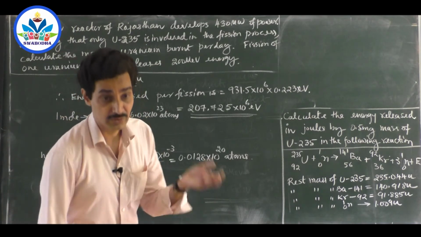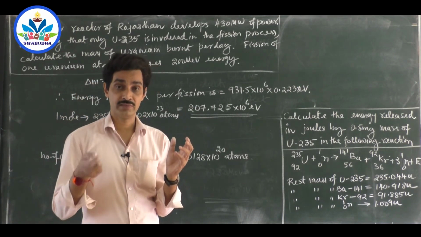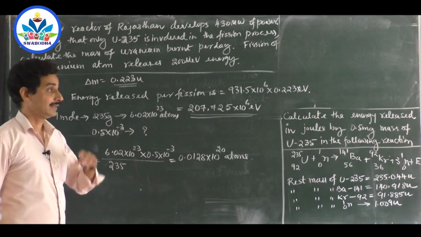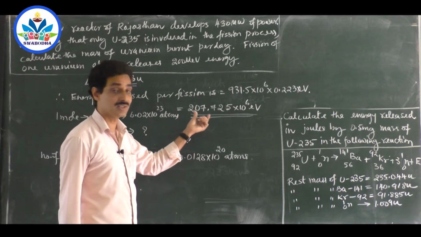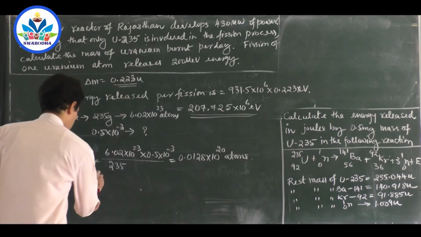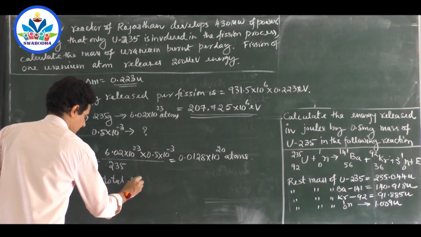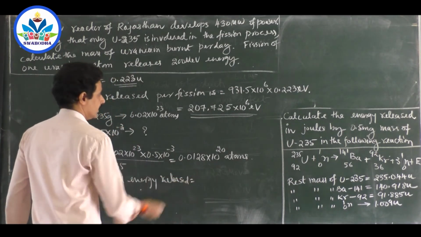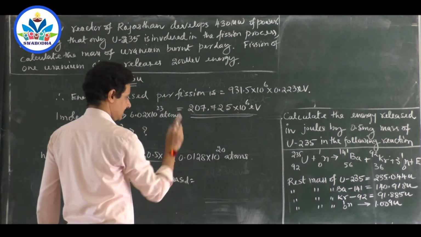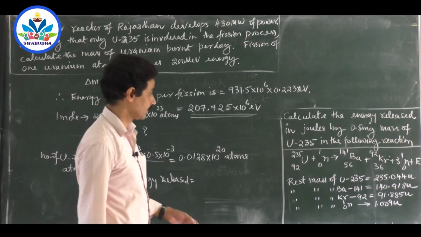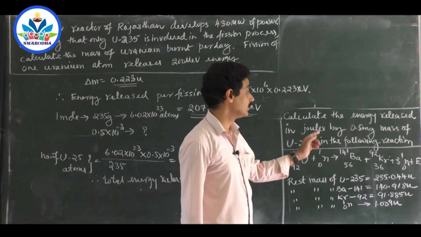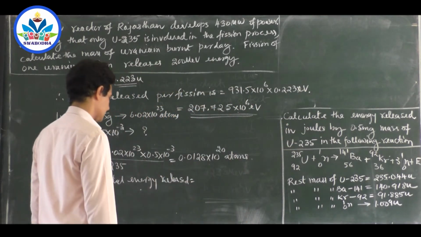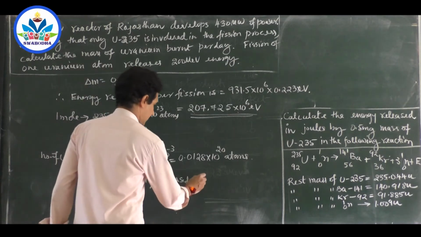Each atom will contain a nucleus. Each nucleus will undergo fission. If 0.5 milligram of uranium is lost, this many fissions will occur, and those many fissions will give how much energy if each fission gives this much energy. Therefore, total energy released is these many atoms times the energy of one fission. What is the final question? Calculate the energy released in joules by so much milligram of uranium in the following reaction. Joules you can convert later.